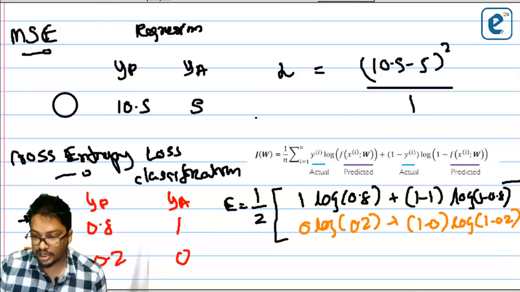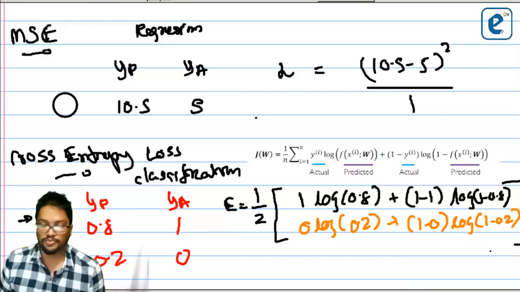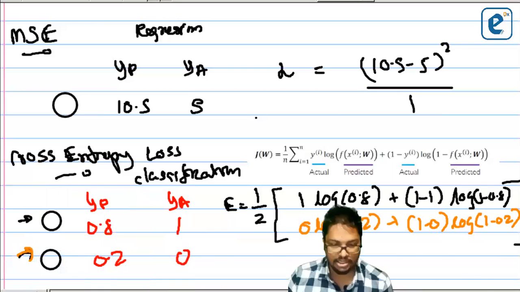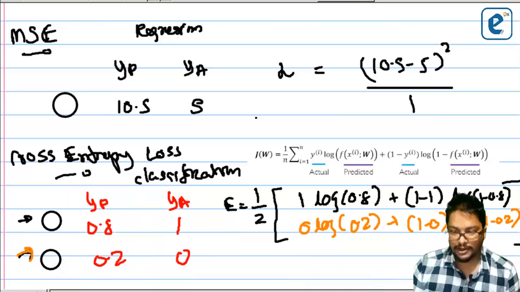So mean squared error and cross entropy: depending on the problem type, that means depending on whether it's a classification or a regression problem. Understood? Good. So that's it about the loss functions, and we will quickly move on to the remaining part.